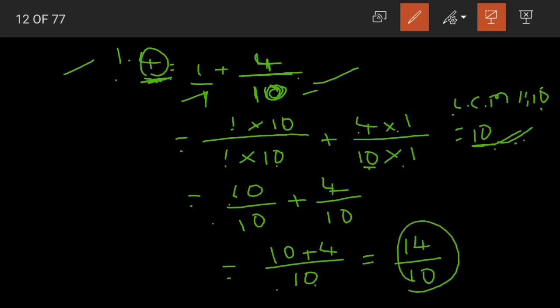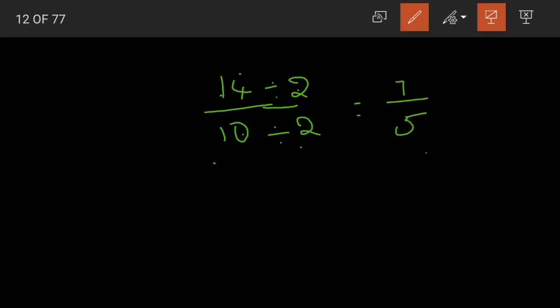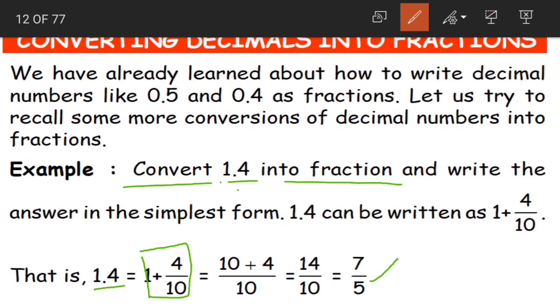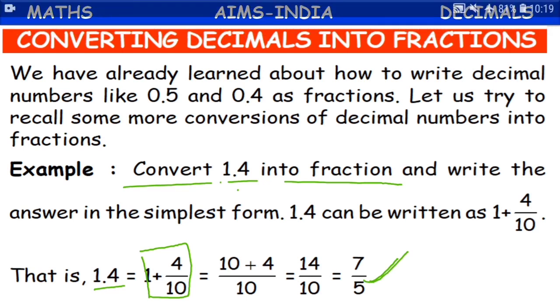Now what is our final answer here? 14 divided by 10. But if you observe, both 14 and 10 have 2 as their common factor. So when we divide it by 2, 14 by 2 is 7, 10 divided by 2 is 5. So 7 by 5 will be our answer, children. Always remember, when you are dealing with fractions, you have to write the final answer in its simplest form. What is the answer here? 7 by 5. Understood?